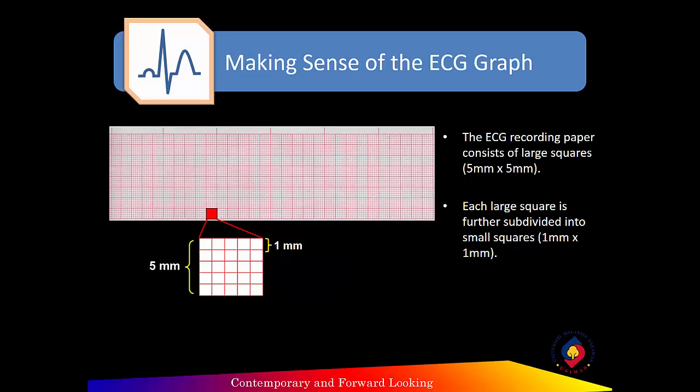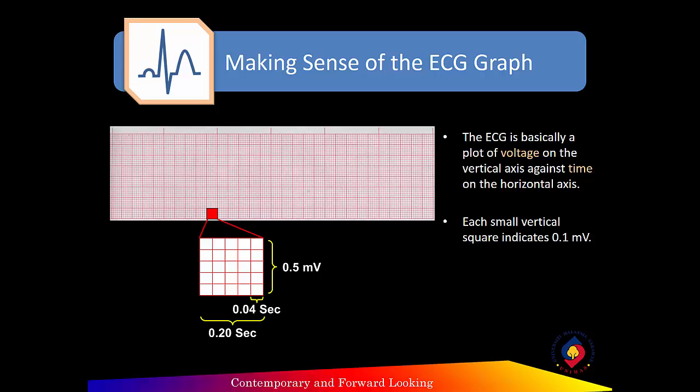Before we move any further, it is worthwhile to make sense of the ECG thermal recording paper where the rhythm will be etched. If you look closely, you will notice that the graph paper consists of big squares and small squares. Each big square is 5 mm in height and 5 mm in length. Each large square is further subdivided into small squares, which measure 1 mm in height and 1 mm in length. The ECG is basically a plot of voltage on the vertical axis against time on the horizontal axis.